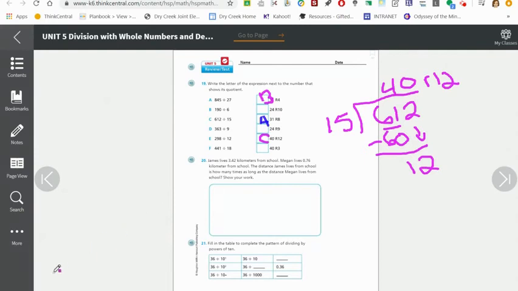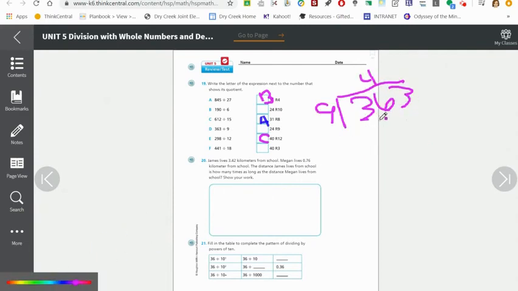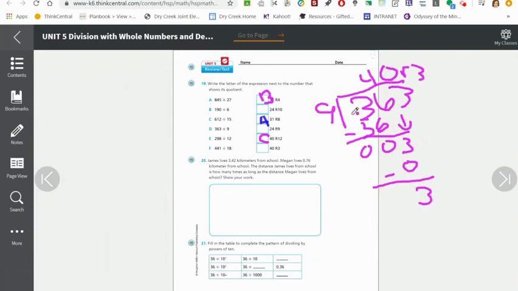And now I'm going to move on to D. So I'm going to write on the side here 363 divided by 9. I know that 9 times 4 is 36. So 36 minus 36 is 0. So now I've got to bring down my 3. Is 3 less than 9? Yes. So I can't continue because 9 does not go into 3. It goes in 0 times. So then 9 times 0 is 0. 3 take away 0 is 3. So it's 40 remainder 3. And I see the answer here. So I'm going to fill in my answer there.